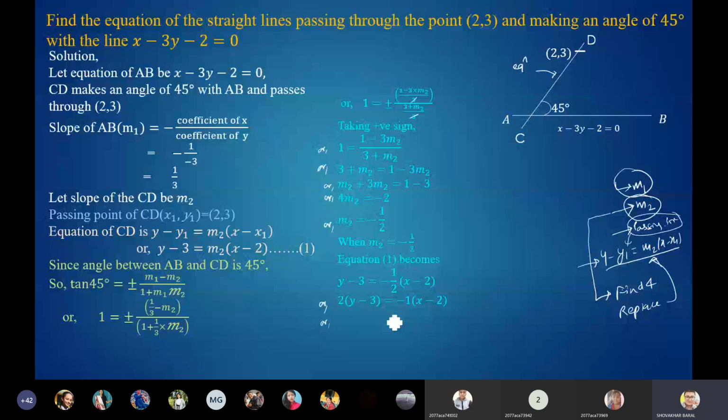So 2y minus 6 equals to minus x plus 2. Or rearrange it, it will be x plus 2y minus 8 equals to 0. When it is positive, we have got one equation. Let's suppose the negative sign also. Taking negative sign.